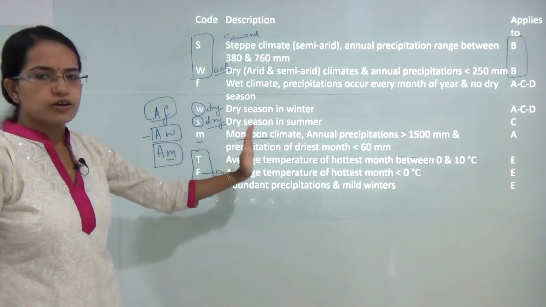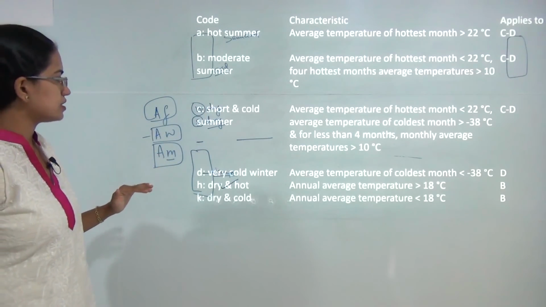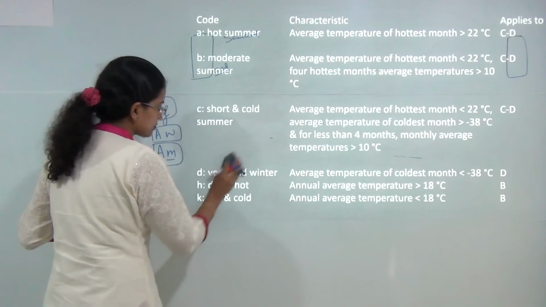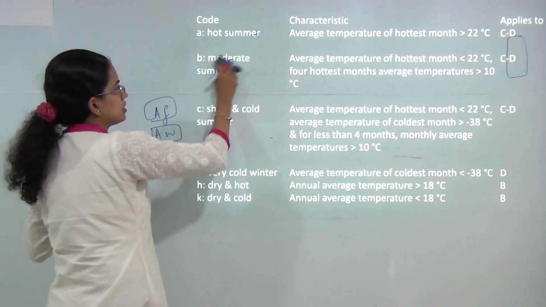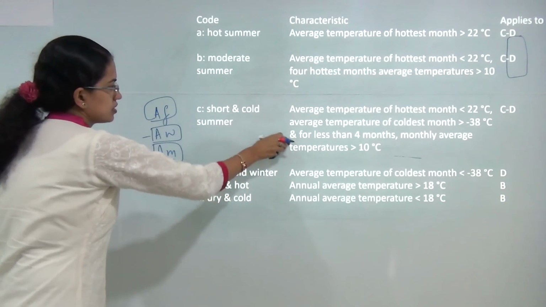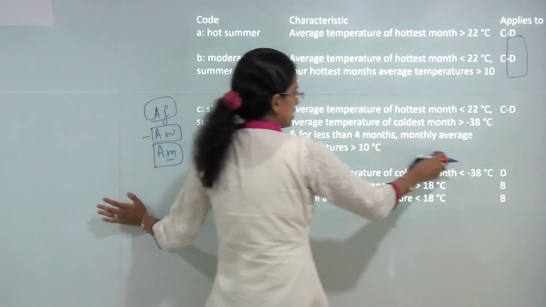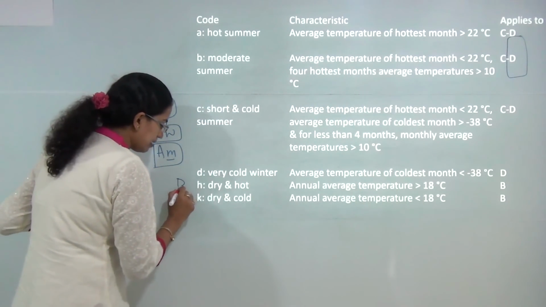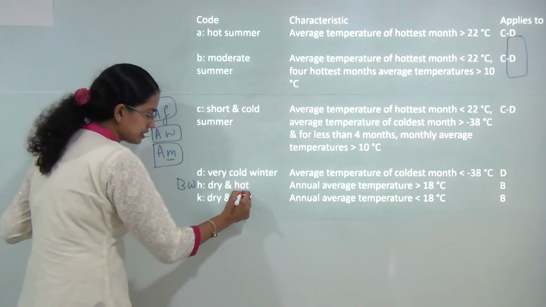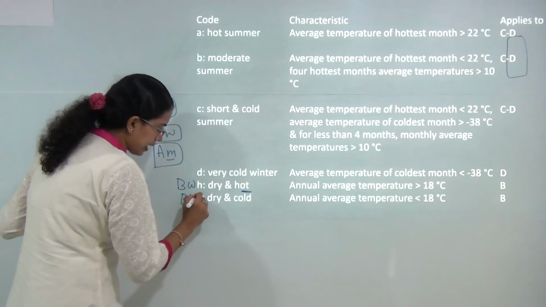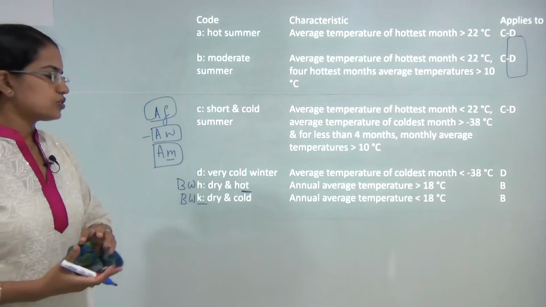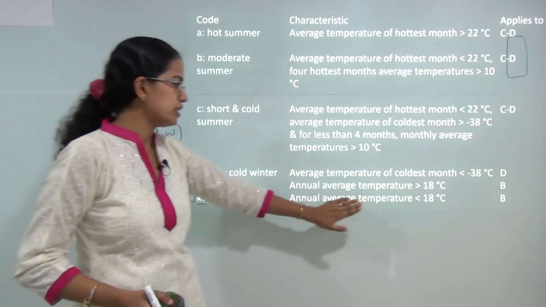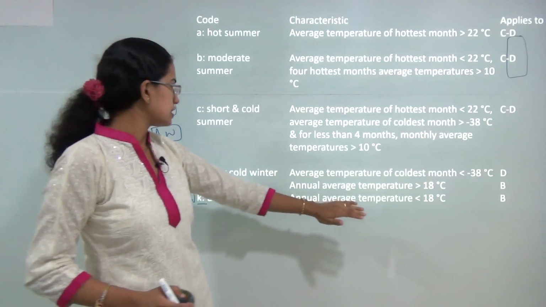So that was the second order classification. Now the third order classification. Under BW we talked about the deserts. BS was steppes or the grassland savanna climate, and BW was the desert climate. Now BWh would be hot desert and BWk would be cold desert. So we can classify hot desert with a temperature of more than 18 degrees and cold desert with a temperature of less than 18 degrees.